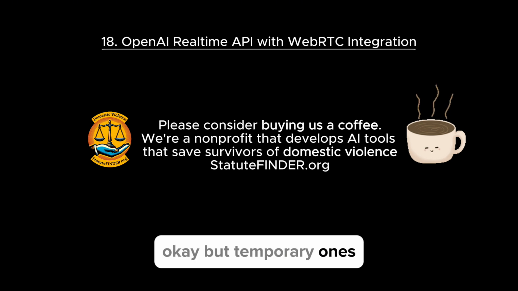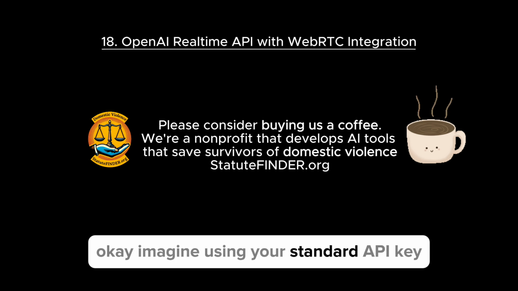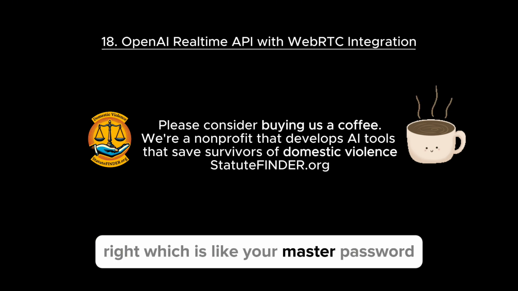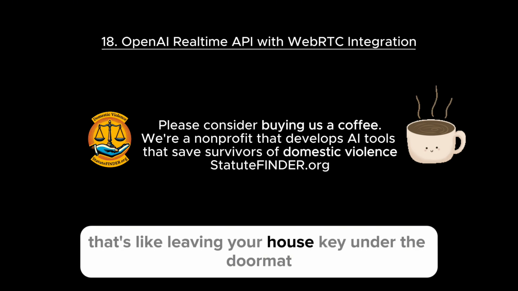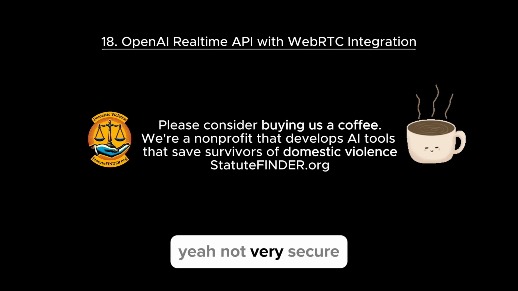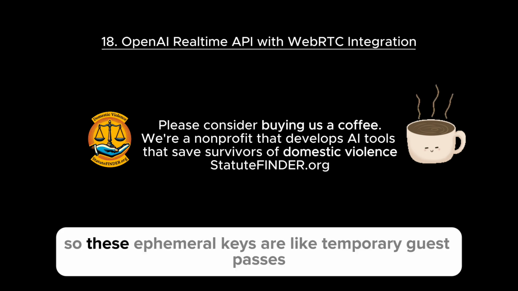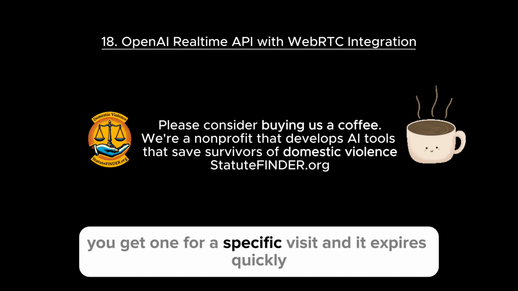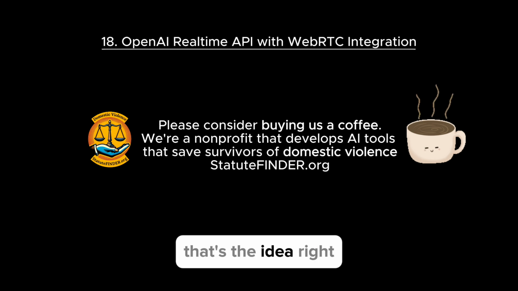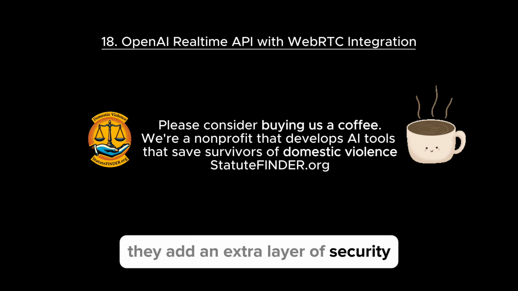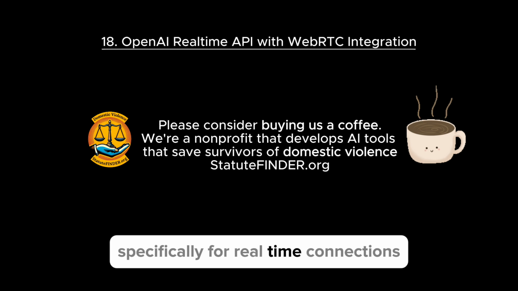but temporary ones. Imagine using your standard API key, which is like your master password, right there in your browser. That's like leaving your house key under the doormat. Not very secure. So these ephemeral keys are like temporary guest passes. You get one for a specific visit, and it expires quickly. So even if someone gets their hands on it, they can't do much damage. That's the idea.